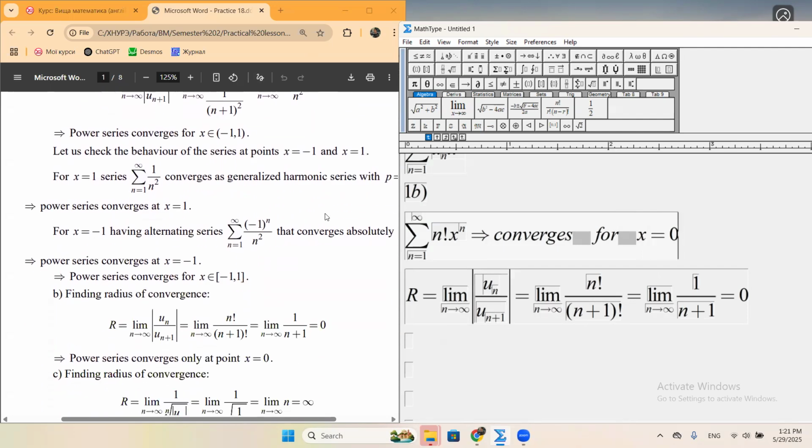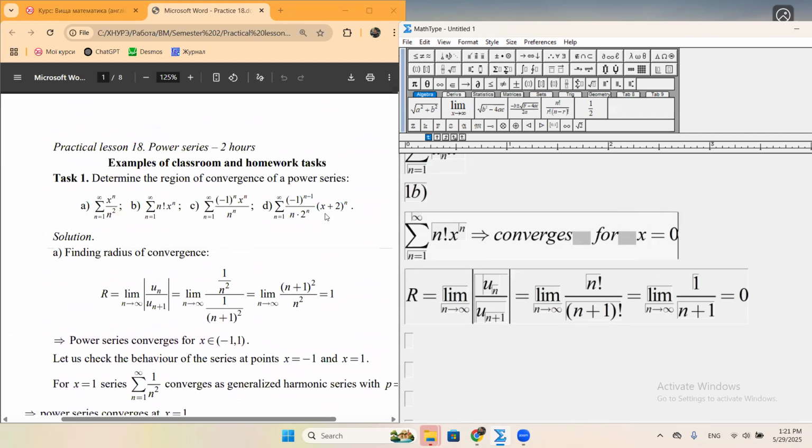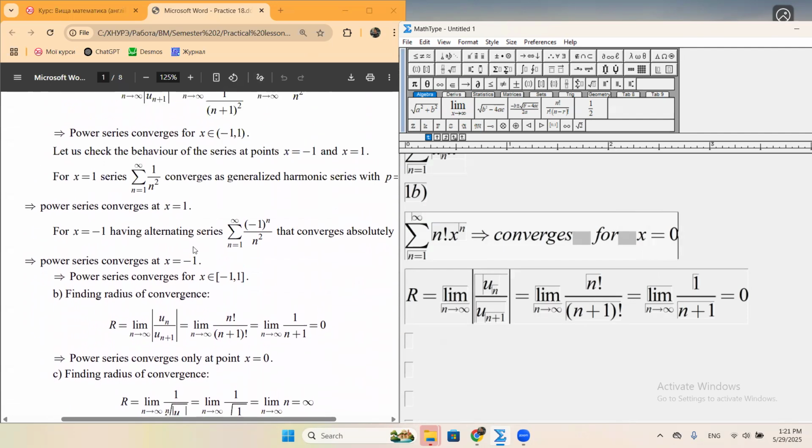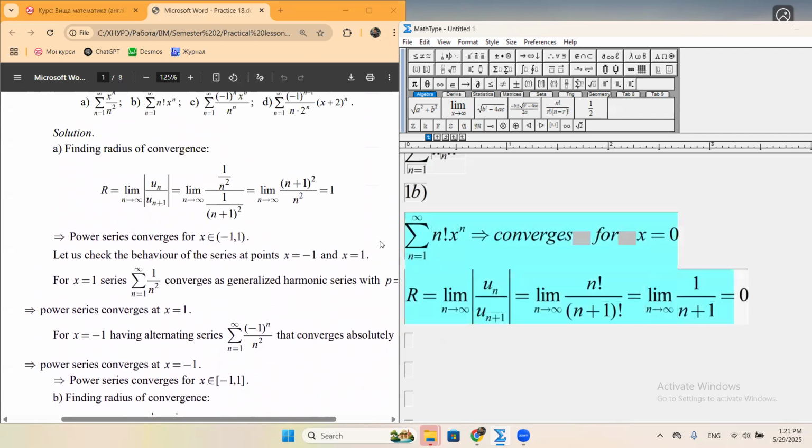Any questions about this exercise? Okay.